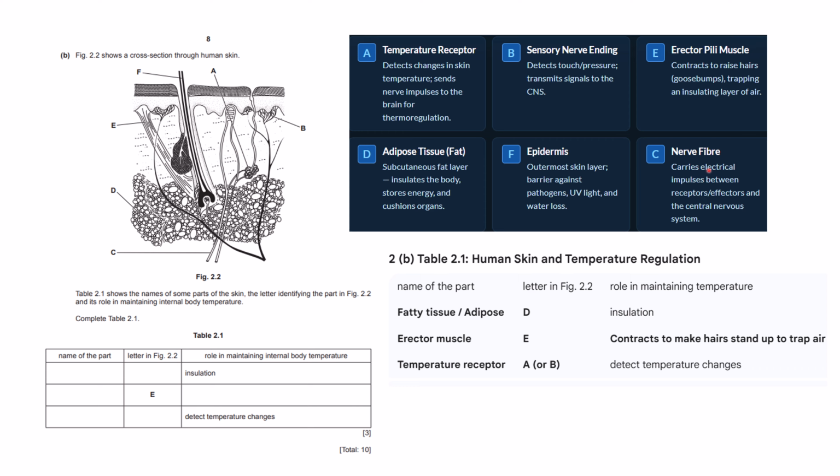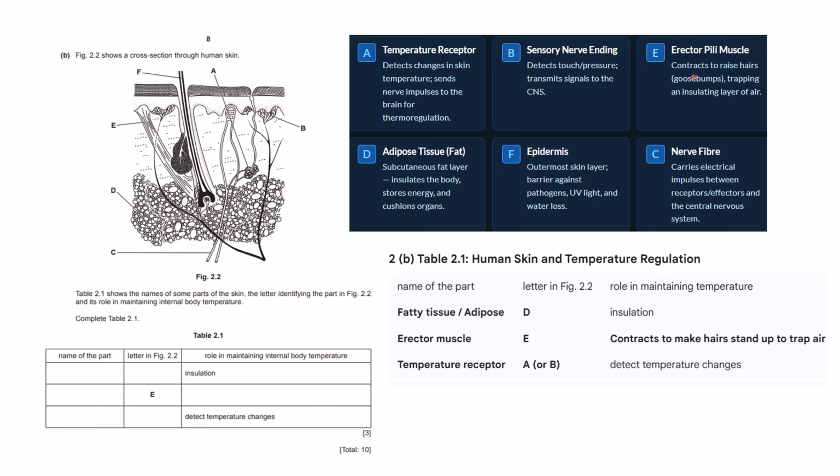And here is the C, nerve fiber, carries electrical impulses between receptors, effectors and the central nervous system. Part D, adipose tissue, fat. Subcutaneous fat layer insulates the body, stores energy and cushions organs.